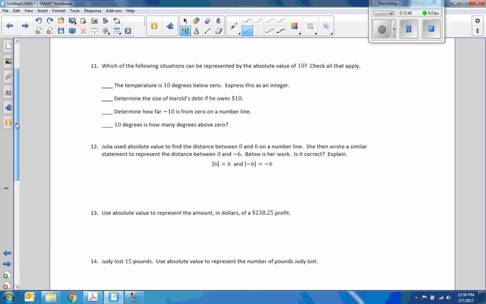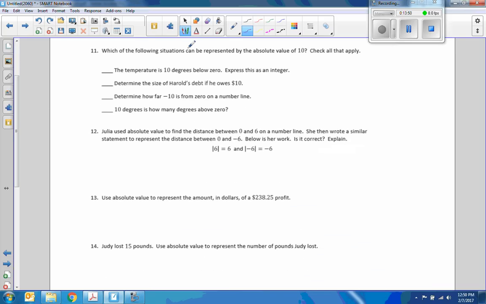Okay, 11. Which of the following situations can be represented by the absolute value of 10? So the absolute value of 10 equals 10. The temperature is 10 degrees below 0. Express this as negative. Okay, that's not true because it's not negative 10.